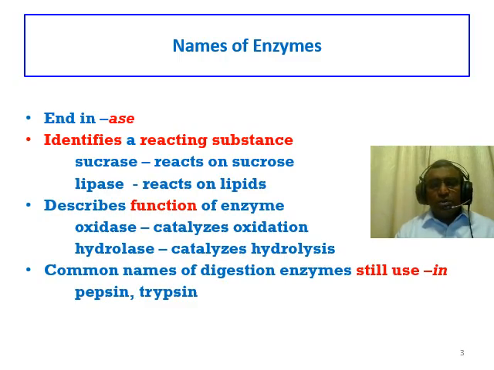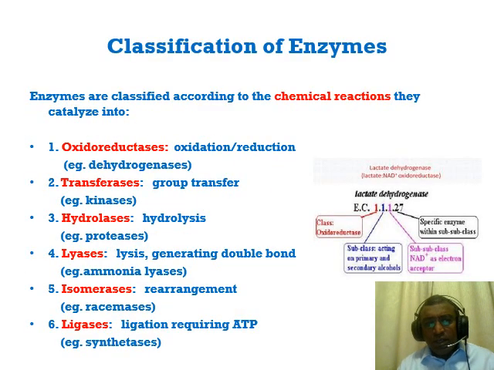Of course, there are also some enzymes that have maintained the name as it was referred to much earlier, before ase came about. For instance, pepsin and trypsin, which have maintained ending with in rather than ase. Next, on the classification, which has been adopted by certain associations of biochemistry.